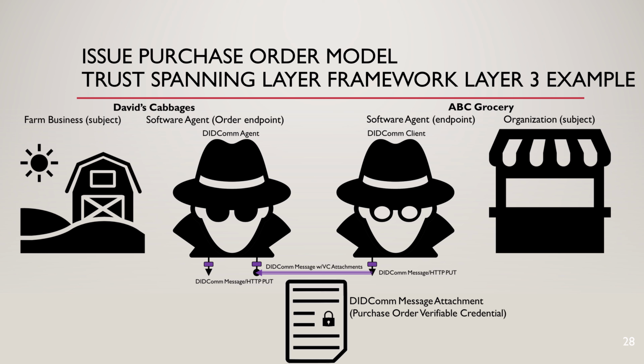Let's look at a couple of other examples for completeness. Let's take the issue purchase order scenario from the earlier versions of the DIDComm-ARM tutorial. It's covered primarily in part 1, but also in part 2 of the tutorial. As we've mentioned before, ABC Grocery is an organization, and they're trying to order 10 cabbages by sending a purchase order using DIDComm, a purchase order encoded as a verifiable credential, over to David Cabbage's software agent, the order endpoint for that software agent. We see that illustrated here.